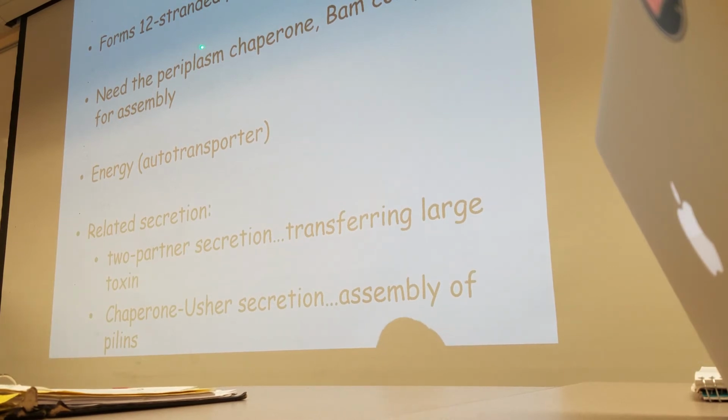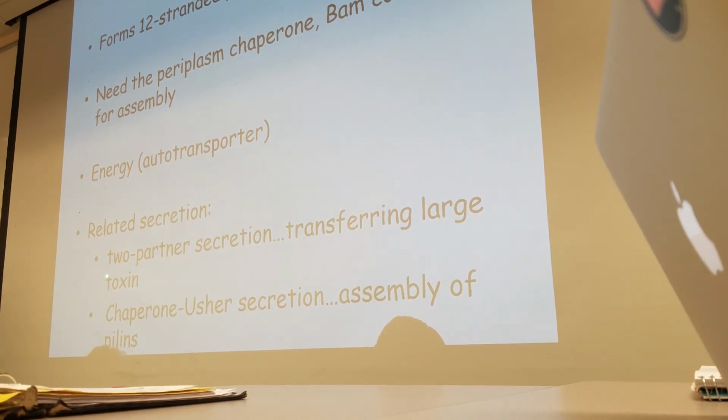This one has a 12-stranded beta barrel, but you need chaperones in the periplasm to fold the protein and move it around for all this assembly, and it also costs energy. So again, all these require ATP. Usually they're related to other secretion pathways, called two-partner secretion systems, that move really large toxins, or toxins that have lots of different subunits attached, because you can't just move that hunkin' big thing through the cell, right? You've got to assemble it and then move it. And chaperones also help move these secreted pathways, especially when you're assembling things like pillins to get them out of the cell.